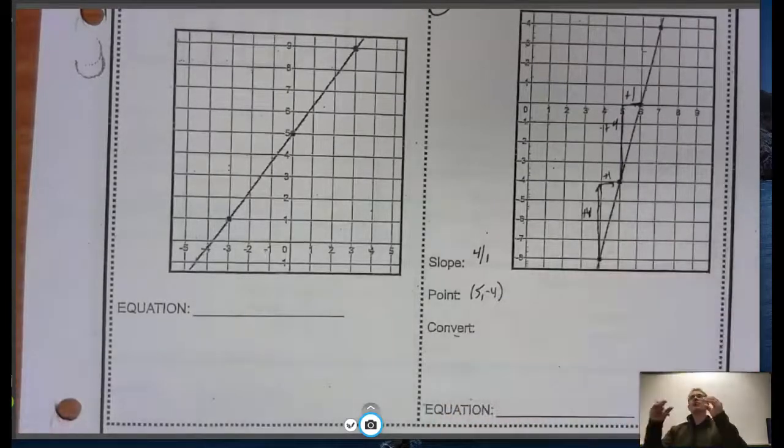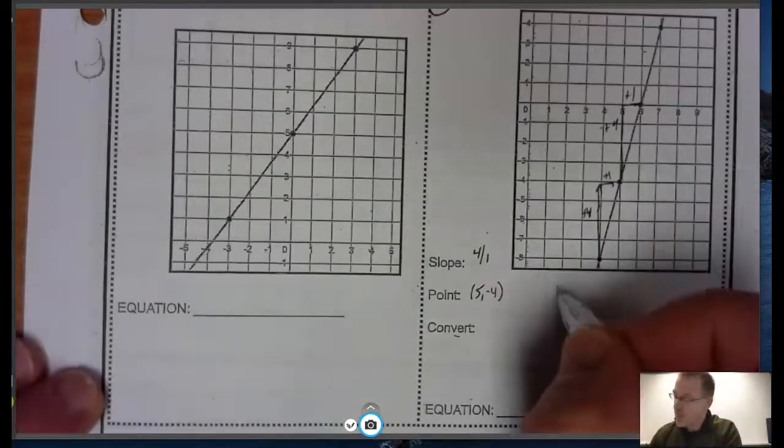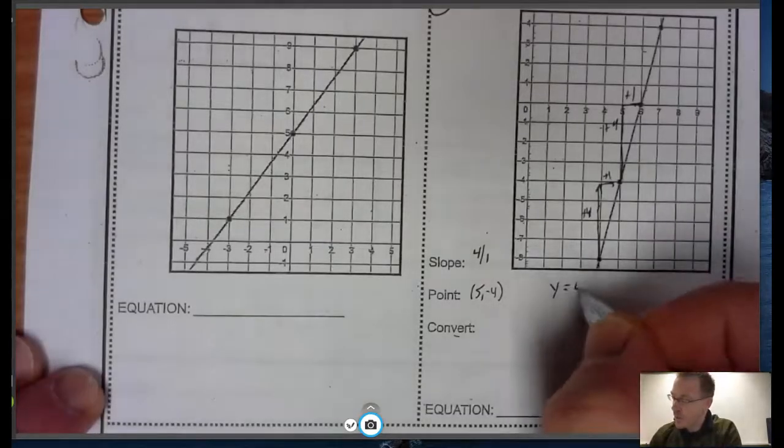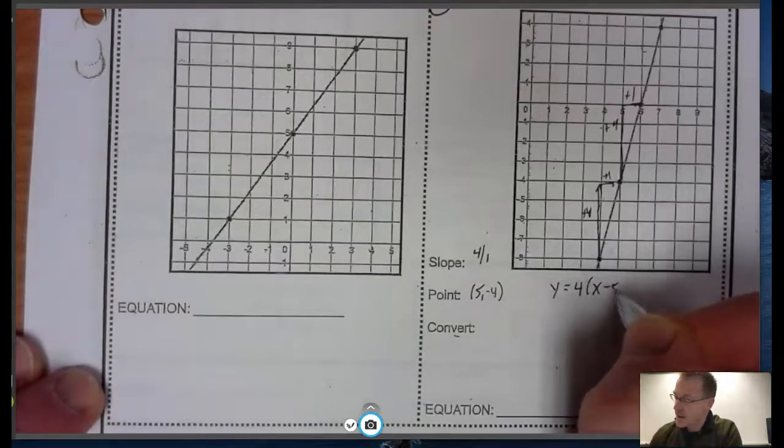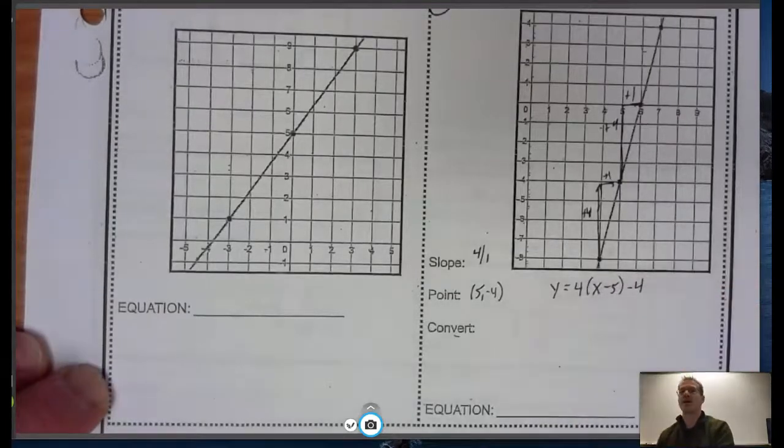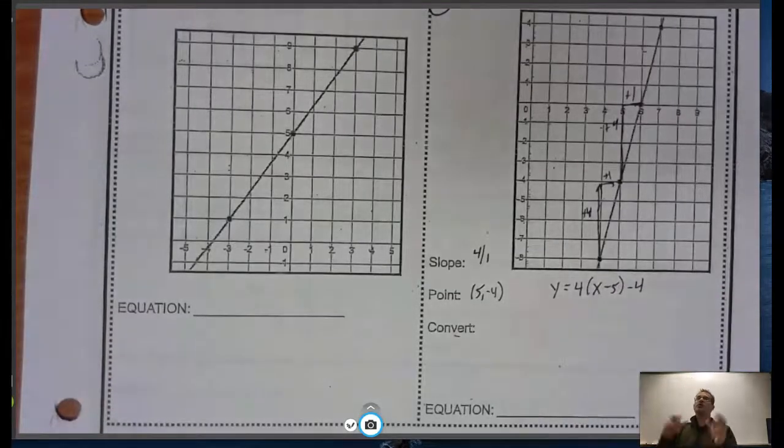And so if you don't know your y-intercept, we just go back to what we can always use, which is point-slope form. So now if I write this in point-slope form, this would be y equals 4, and then x minus 5 minus 4, like this. And now what we want to do is just 2 steps of algebra to simplify this equation.